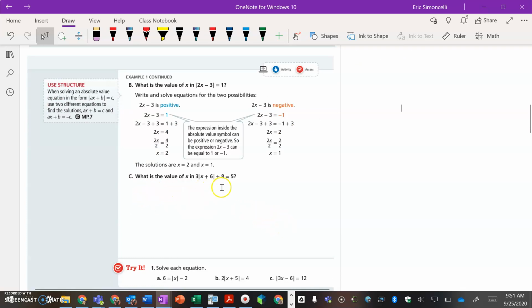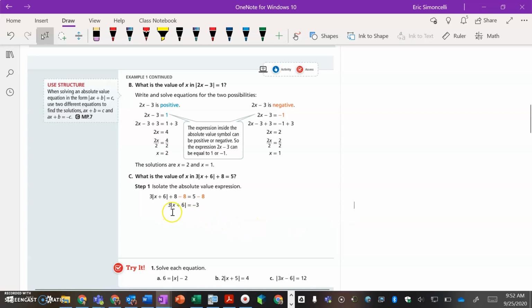Next, what is the value of this x in this expression? Now, right here, as you can see, the only x in the problem is inside the absolute value again, but it's kind of, if you can tell, multiplied, added, and you got another number there on the other side. So there's a whole litany of extra steps here. First step, to get the absolute value by itself, is to subtract 8. So if you subtract 8, the next step, you get this. So 3 times the absolute value of x plus 6 equals negative 3.